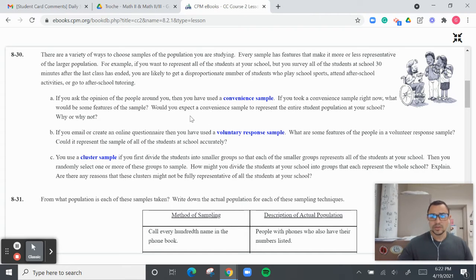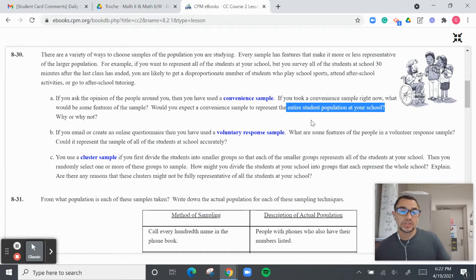Would you expect a convenient sample to represent the entire student population at your school? I would say no, personally no. I would like a mixture of 6th, 7th, and 8th graders, stuff like that. And especially if we're talking about math, you're in math class. So we're going to have a specific type of student in my math class, right?